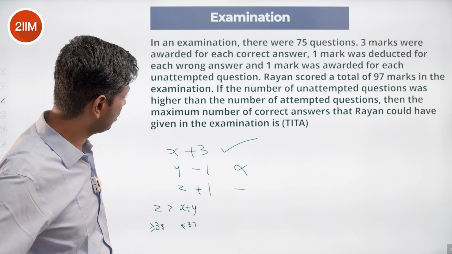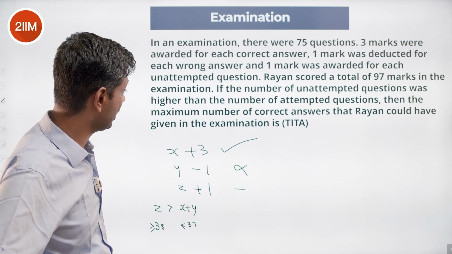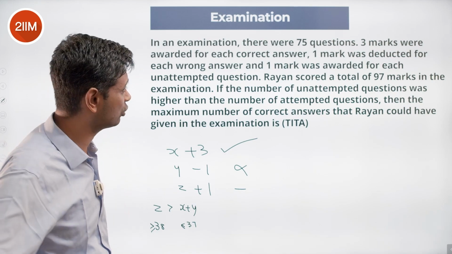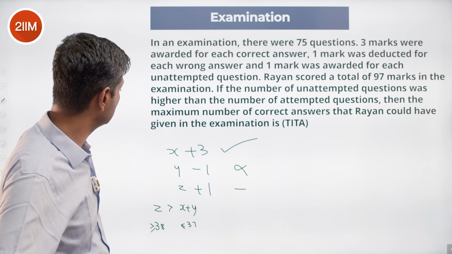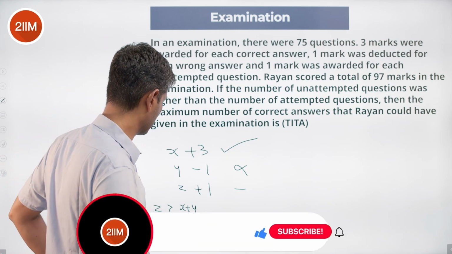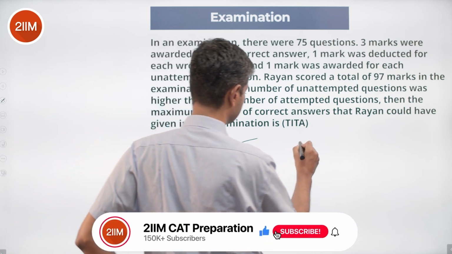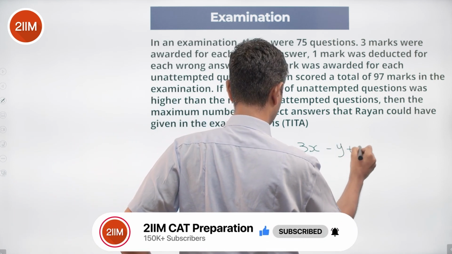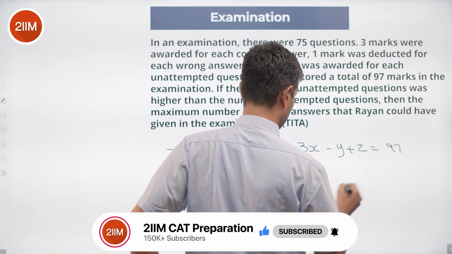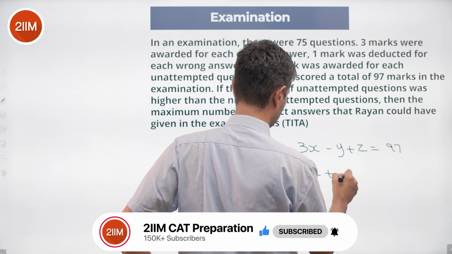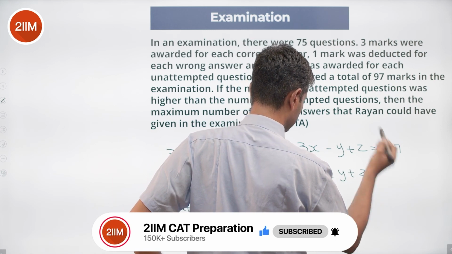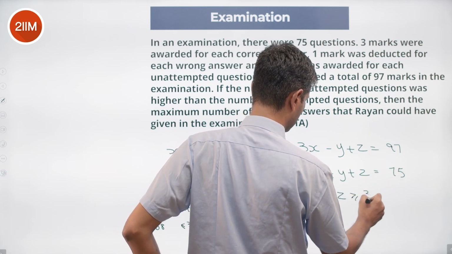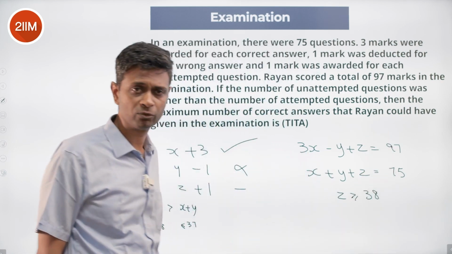Then the maximum number of correct answers that Ryan could have given in the examination total is 97 marks. So we can say 3x minus y plus z equals 97. We know x plus y plus z is 75. We know z is greater than or equal to 38. This is where we stand.